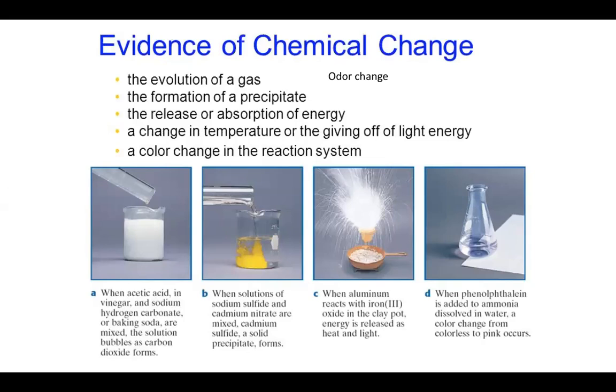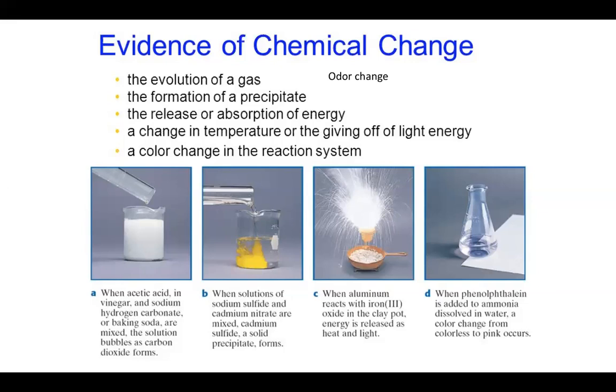Okay, these are evidence of chemical change. I would say this slide is important. Please definitely write it down. Remember, memorize this. AP sometimes asks questions about evidence of chemical change. So evidence of chemical change are evolution of gas, which just means it's forming a gas, right? So if you mix two things, all of a sudden it's bubbling, that would be a chemical change. Or it smells different, right? That would be a chemical change.